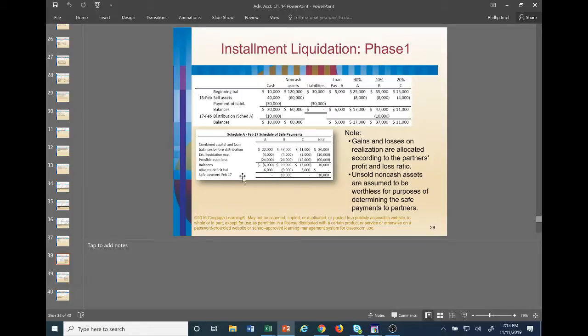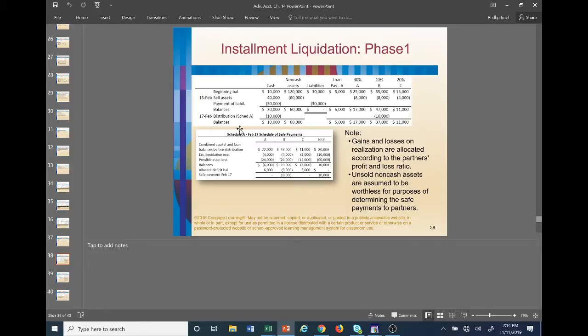To allocate the deficit balances, partner A's $6,000 is going to be absorbed by partner B, and the $3,000 of C is going to be absorbed by partner B as well. That will bring partner A and C out of the deficit, while at the same time reducing the capital balance of partner B down to $10,000. So the safe payment on February 17th is $10,000. That's why the $10,000 is being incurred by partner B, because he's the one with the most capital.